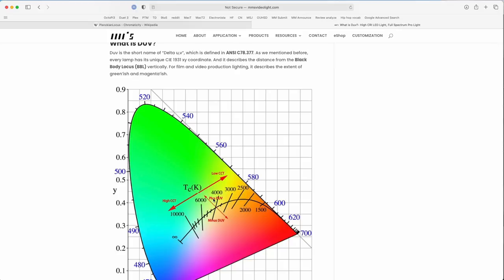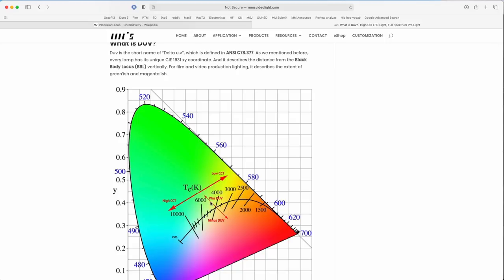And sometimes LED emitters can be above or below that line, and that's what we're describing here. So for example, you might have a 4,000 Kelvin white light, but it might sit below the BBL line, so kind of a little pinkish, a little rosy, or above the BBL line and be a little bit greenish.